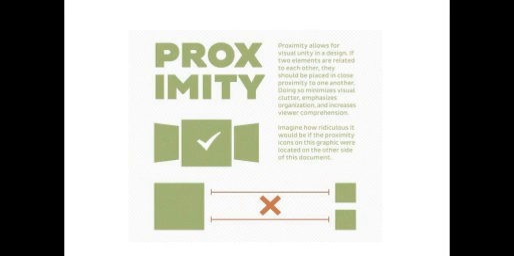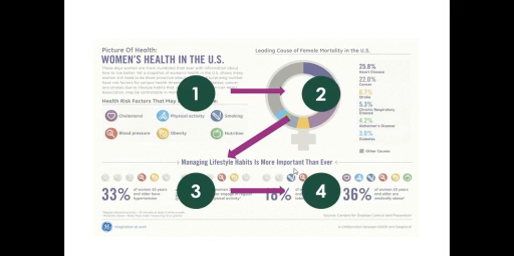Proximity allows for visual unity in a design. If two things are related to each other, they should be next to each other. I'm not talking about just images, but also images and how they relate to typefaces. Here's an example. Here's that infographic we like referring to that we found on good.is.